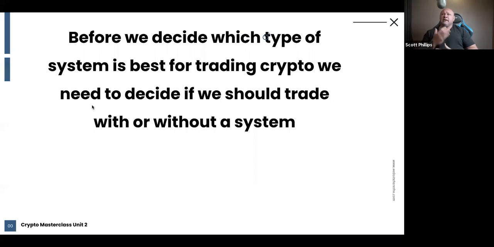Before we decide which type of system is best for trading crypto, we need to first decide: am I going to trade with a system at all? Is that what I want to do? Maybe I just want to be a discretionary trader. I've tried being a discretionary crypto trader. It's really fun, actually. Lots of thrill of victory, lots of agony of defeat. In the good times, it's really satisfying, and in the bad times, it's really terrible.